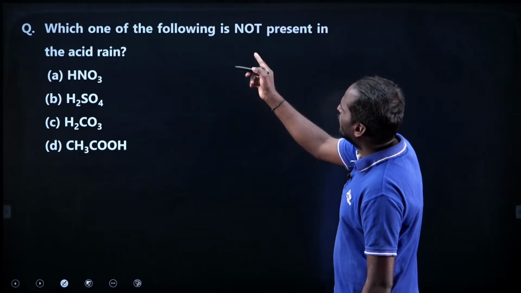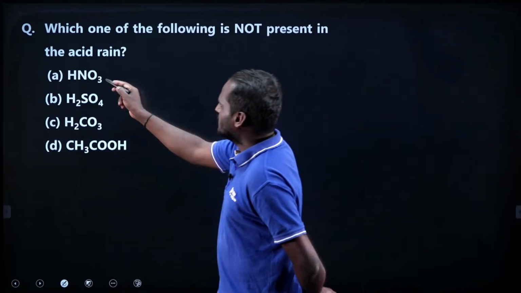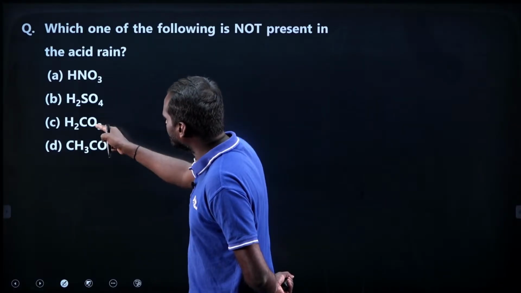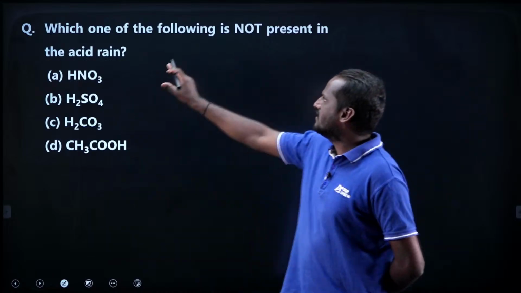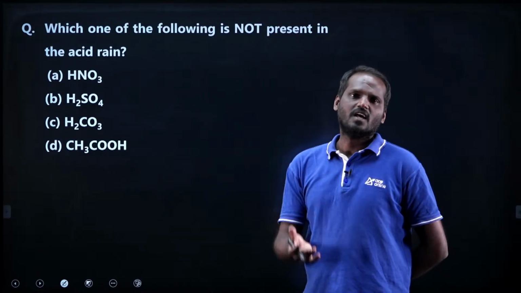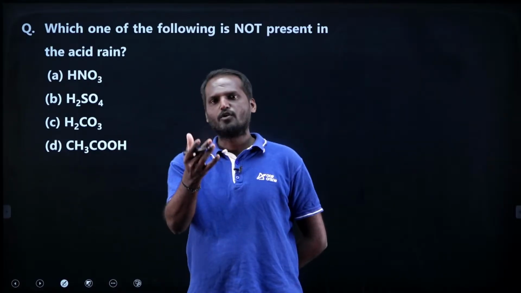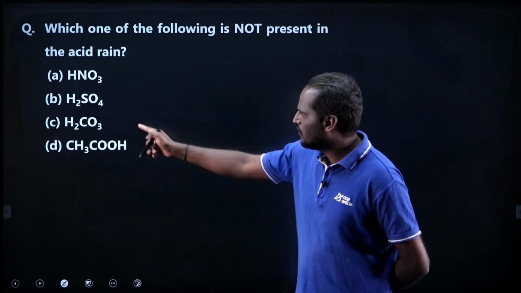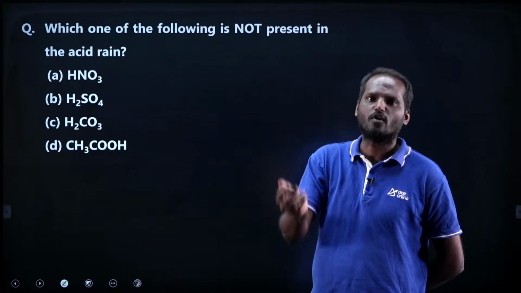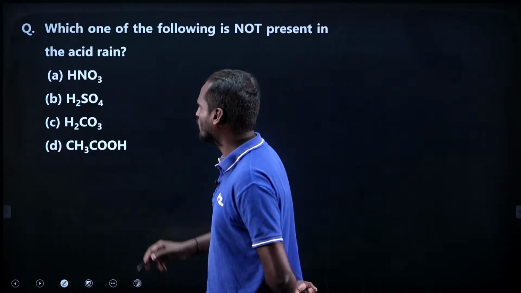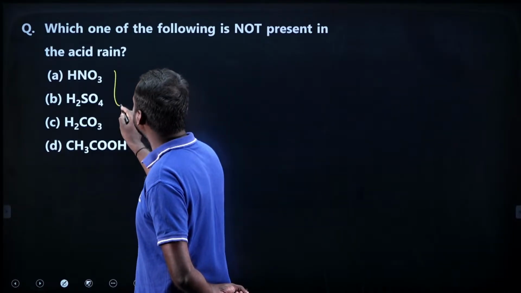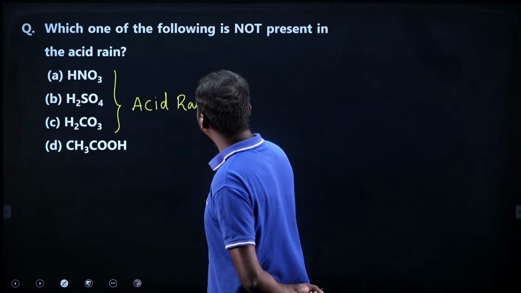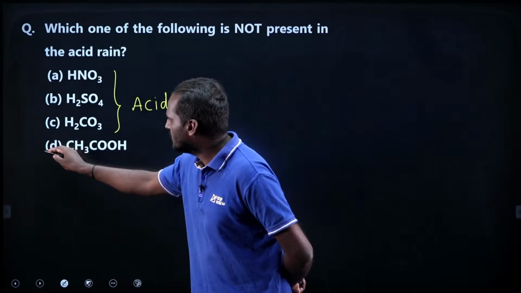Okay, look at this. Which one of the following is not present in acid rain? See, HNO3, nitric acid is an acid, sulfuric acid is an acid, carbonic acid is also an acid. These are all strong acids. Acetic acid is also an acid, but which one is not present in acid rain? Acid rain occurs when atmospheric pollutants react with the moisture present in the atmosphere, right? Carbon dioxide reacts with H2O to give H2CO3, sulfuric acid forms when sulfur dioxide reacts with moisture, and HNO3 forms when nitrogen dioxide reacts with moisture. Therefore, these are all present in acid rain. But acetic acid is a weak acid which may not be absorbed in acid rain. So option D is the correct answer.